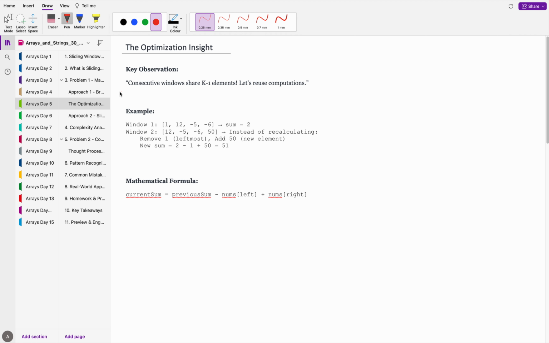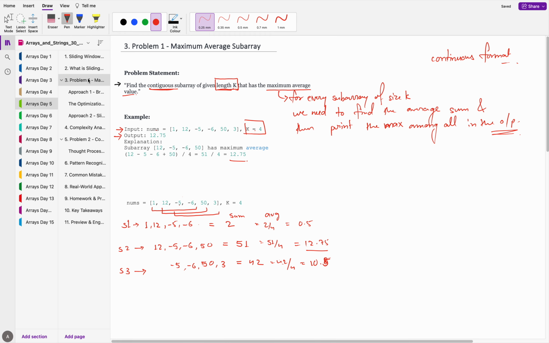So what is the key observation? Consecutive windows share k minus 1 elements. Let's reuse the computation. As I told you earlier, to figure out some pattern. Now let me show you that pattern. Look here. For the very first iteration, we were adding all the 4 items, 1 2 3 4.